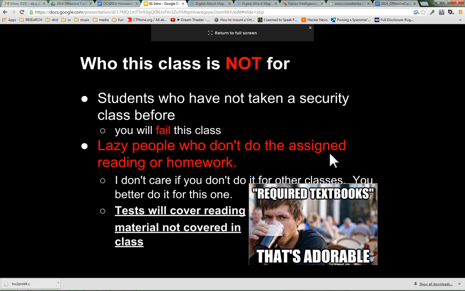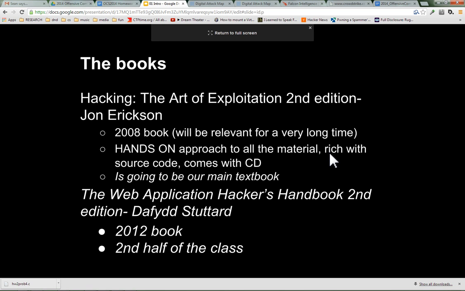I don't care if you don't do your assigned reading for the other classes. In this class, I have chosen really good reading material, and it's going to help you out a lot. And sometimes it will end up on the test, even when we don't cover it in class. And it does help you on the homeworks. There are 2 textbooks.